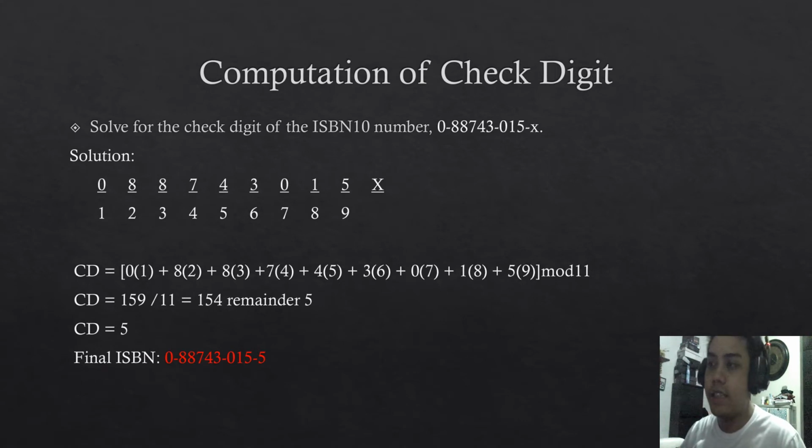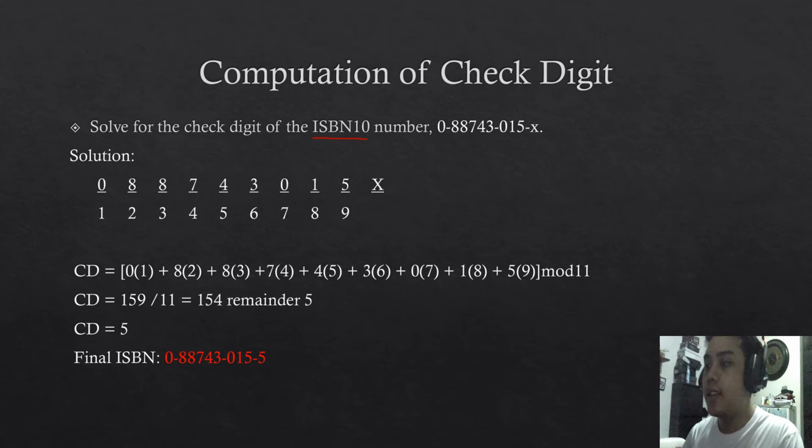Since we already said that the check digit can actually be computed, let's try to compute the check digit. Here we have an example. Solve for the check digit of the ISBN 10 number 088743015, where the check digit is missing. Take note that this is in ISBN 10 format.